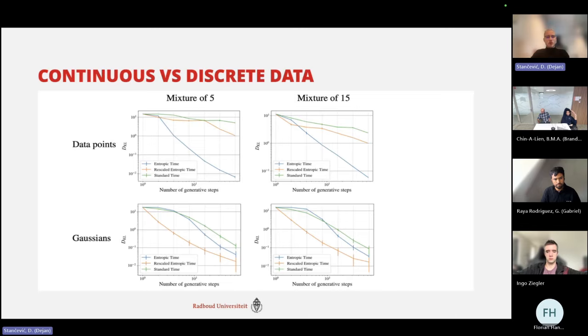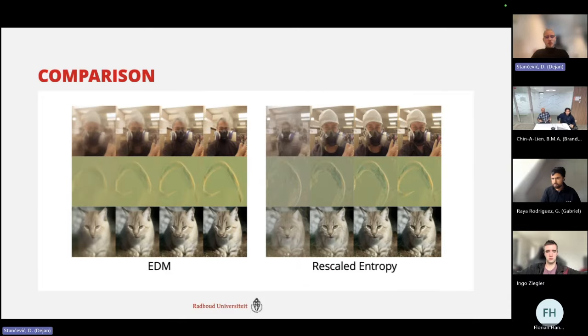So you can see a comparison between the EDM schedule and the rescaled entropic schedule on ImageNet. There are some differences. The biggest difference that I see is actually lighting, like brightness. The EDM schedule is quite bright, while the rescaled entropy gives a bit less brightness, and it looks more natural to me. It's also sharper, right? You can see that the rescaled entropy versions are quite a bit sharper than the slightly blurry EDM ones.